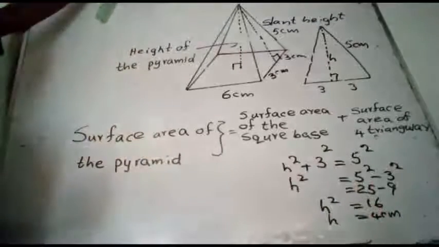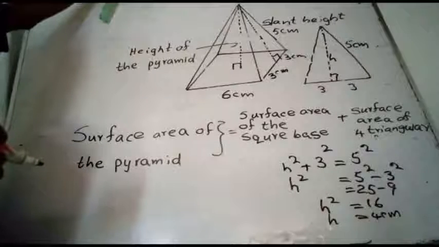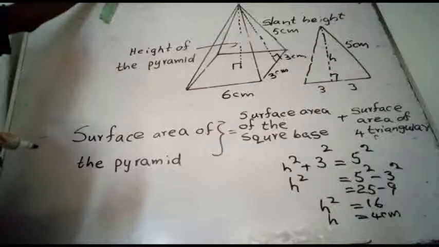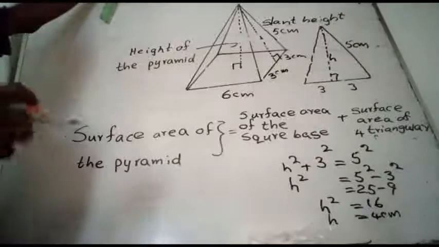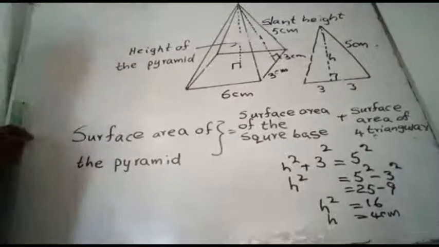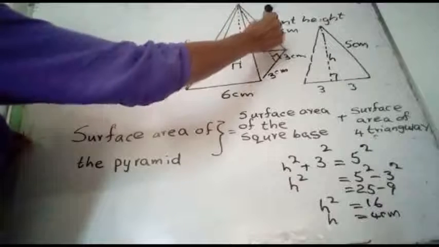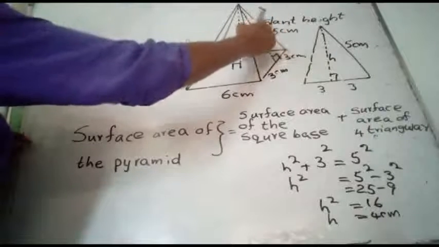Here H is equal to plus or minus 4, but height is not negative. Then H is equal to 4 centimeters. The perpendicular height of the triangle is 4 centimeters.